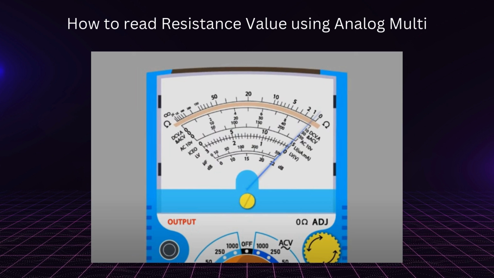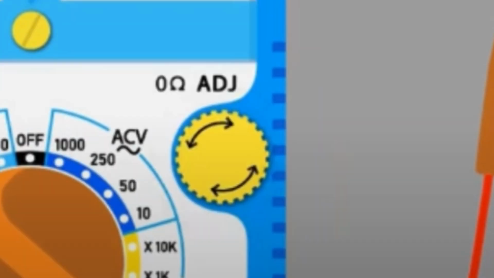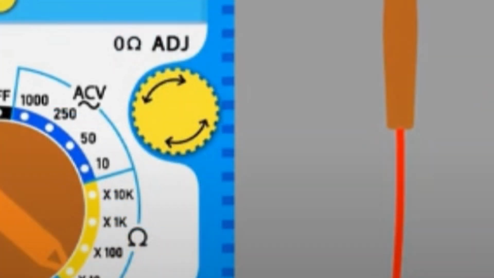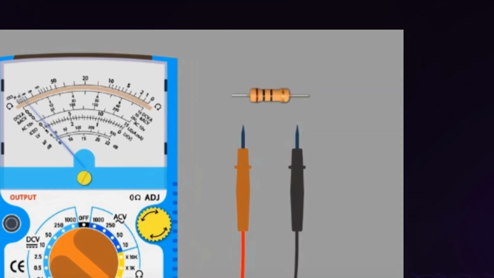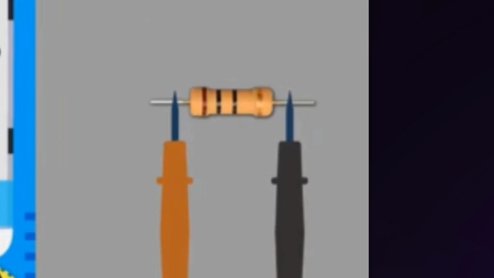Number 6. If you notice that the pointer is not at 0 ohm, rotate the 0 ohm adjuster knob clockwise until it points to 0. Number 7. Disconnect the probes. Number 8. Now it is calibrated and ready to take reading. Number 9. Get the resistor we need to measure. Number 10. Connect probes to resistor.